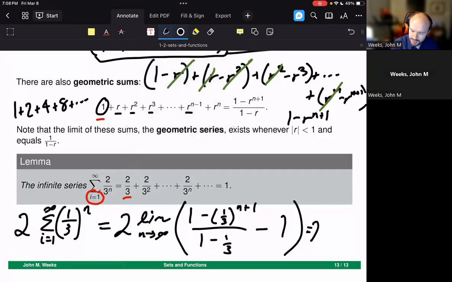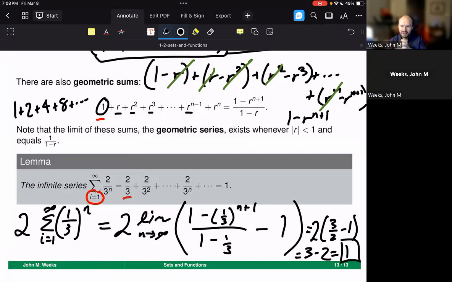I should get that this is 2 times, I can go ahead and take that limit actually. This one's going to go to 0. So I'm going to be left with 1 minus 1 over 2/3 minus 1. That's going to be 3/2 minus 1. That's going to be 3 minus 2. And that's going to give me 1, like I would like. So this lemma kind of shows us how geometric series can be used in these contexts.